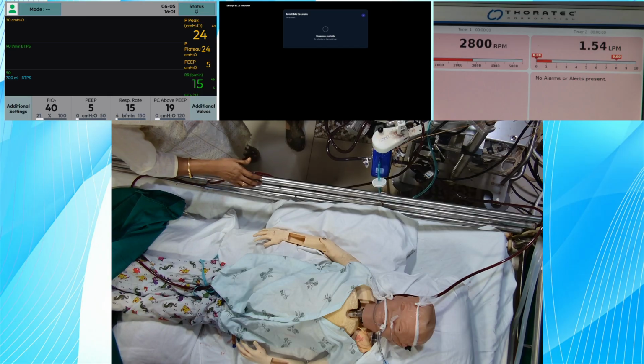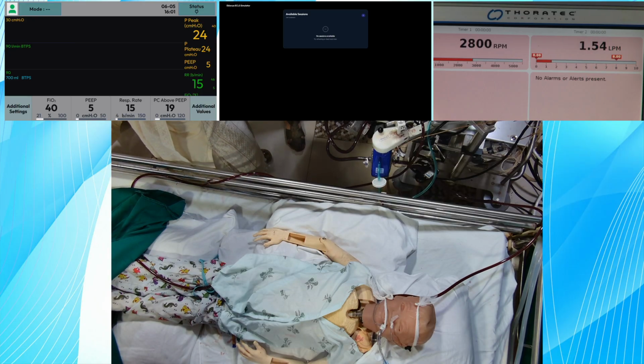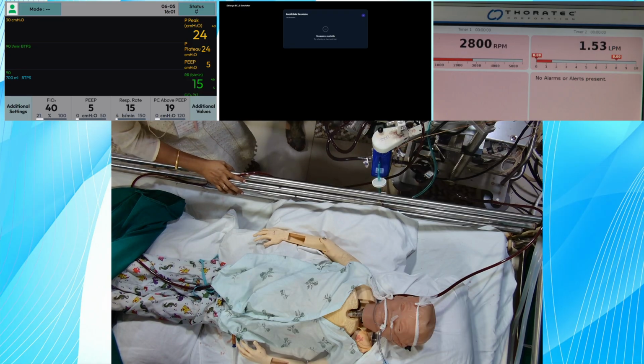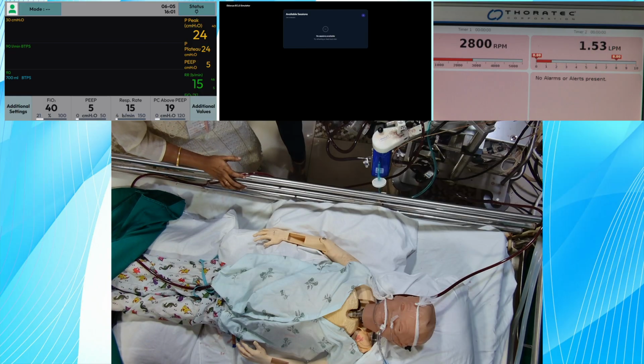We don't have a recordable saturation. So you increase to 15 liters. Monitor the vitals. Yeah, 15 liters. So oxygen is increased, sir, to 15 liters. FiO2 is being increased.